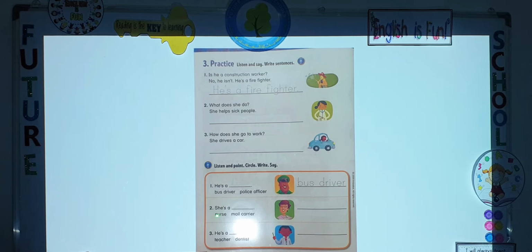Number 2. She's a nurse, mail carrier. What do you think? Is she a nurse or is she a mail carrier? What do you think, Miss Mace? She's a nurse. Excellent. Good for you. Thank you. So she is a nurse. We gave you the answer. Yes. She's a nurse. Now, circle nurse and then write nurse with good handwriting, of course, on the line.